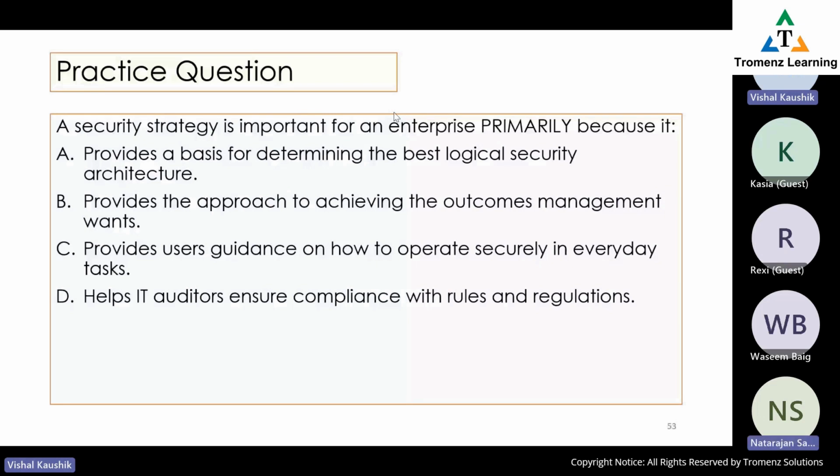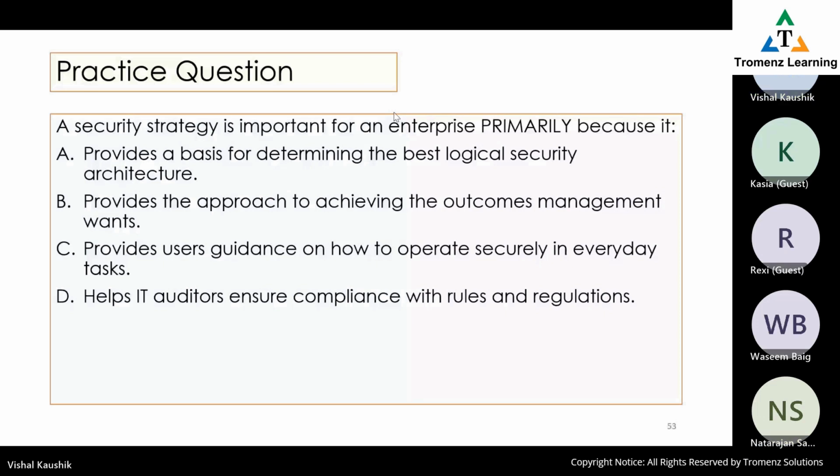IT auditors do not determine compliance based on strategy, but rather on elements such as standards and control objectives. So the correct answer is B, which says it provides the approach to achieving the outcomes management would want.